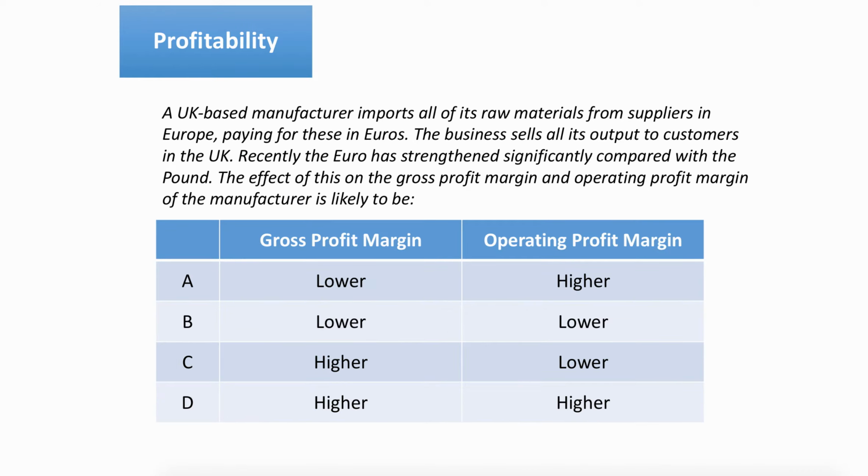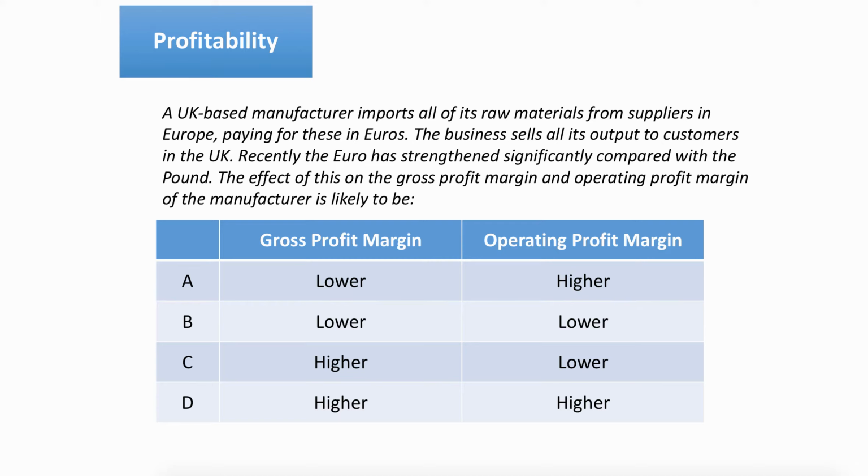Okay, here's a multiple choice question for you to have a go at that also draws on your understanding of gross profit and operating profit margin. A UK-based manufacturer imports all its raw materials from suppliers in Europe, paying for these supplies in euros. The business then sells all its output to customers here in the UK. Recently, the euro has strengthened significantly compared with the pound. The effect on this, on the gross profit margin and the operating profit margin of the manufacturer is likely to be what? So pause the video, see if you can work out which of those combinations is correct.